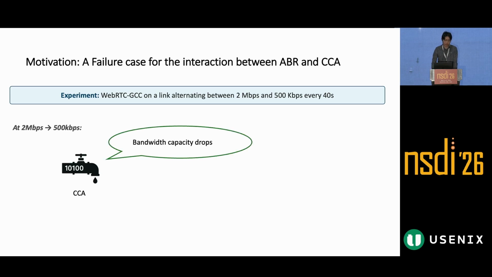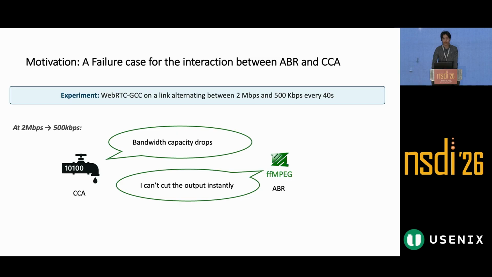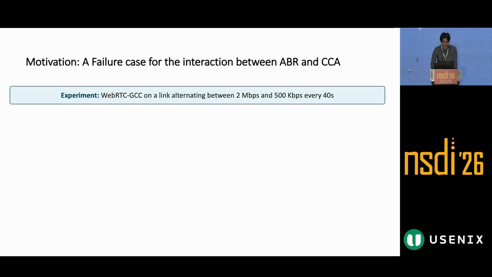GCC will quickly detect that the bandwidth capacity drops and then notify the ABR. However, the ABR layer's encoder is unpredictable and cannot cut the output instantly. So this causes a latency spike, which is over 600 millisecond delay on bandwidth drop.